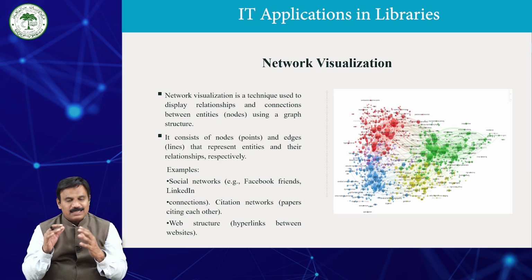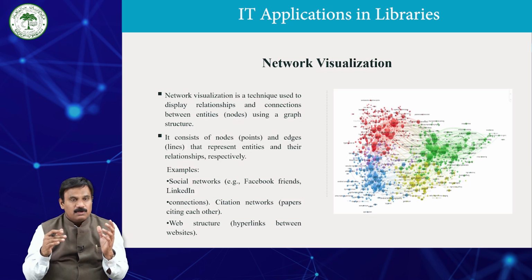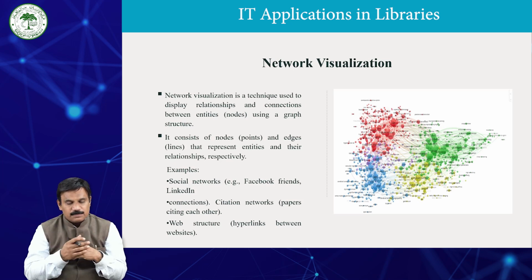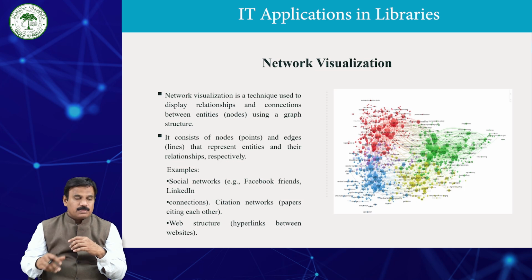Next, we can discuss the visualization used for network visualization. Network visualization is a technique used to display relationships and connections between entities using a graph structure. It consists of nodes, also called points, and edges, also called lines, that represent entities and their relationships respectively. Examples: social networks like Facebook friends, LinkedIn, citation networks, and web structure, that means hyperlinks between websites. These are the examples of network visualization.